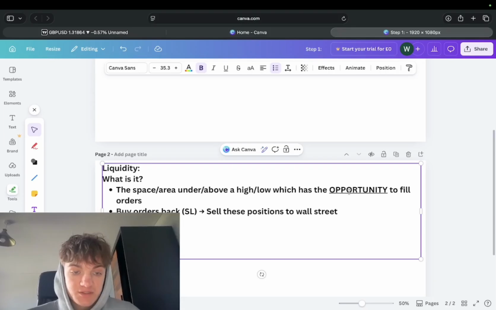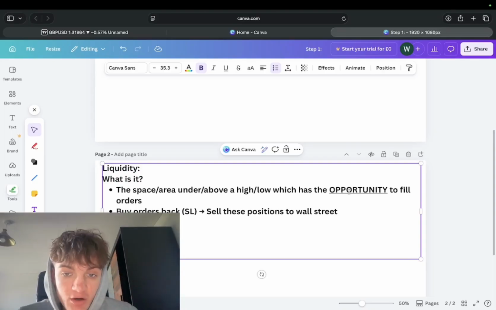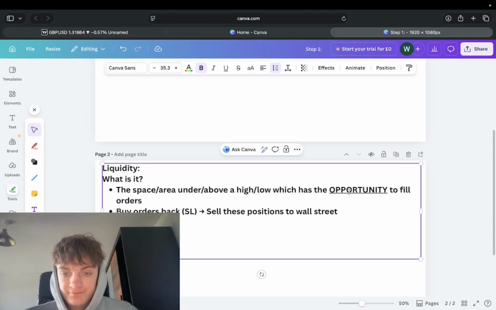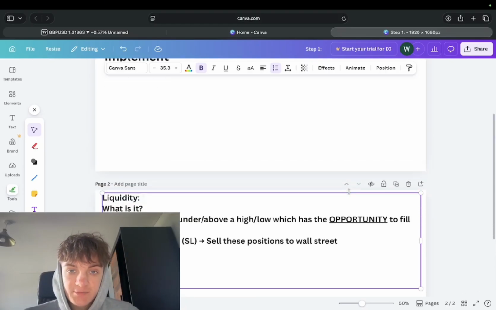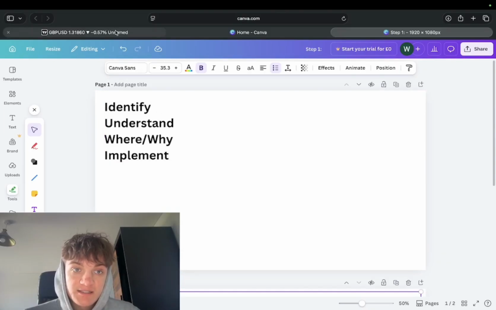But there's a lot more to this than meets the eye. Actually sit down and put some effort in and take trade recaps and journal and all of this stuff before you go in and actually risk your hard-earned money, please. But that is pretty much liquidity. You guys can now identify it. It's just major highs and lows.